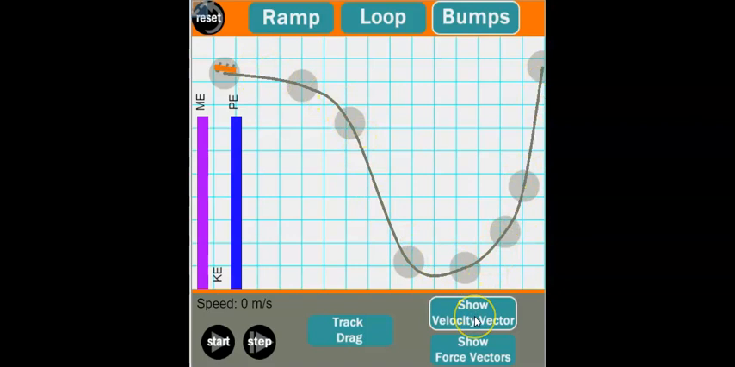I've turned on the velocity vector so that you can see velocity at all times. Of course, the vector will grow or shrink depending on the velocity at any moment in time. You could expect that at the top, when it first starts to roll, you would have a shorter arrow.